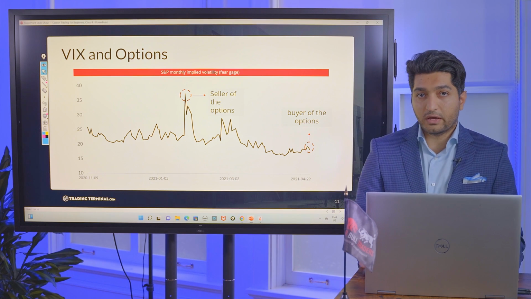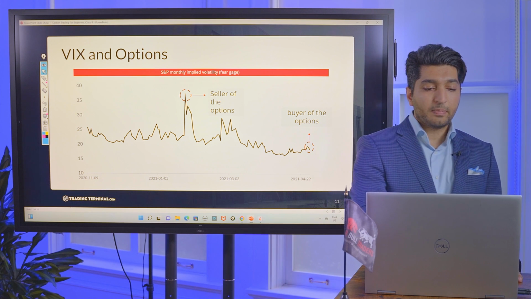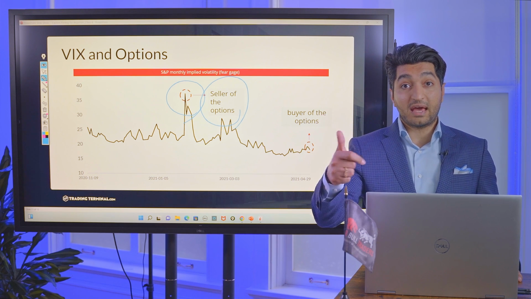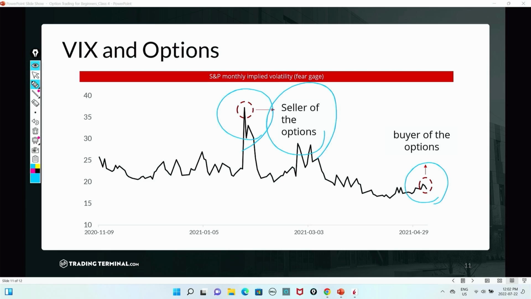One last thing I want to let you know about VIX and volatility as an option trader is, overall, you want to remember that during highly volatile times, you want to be the seller of options. When volatility is high and expensive, you want to sell it. And during low volatility times, you want to be the buyer of the option.